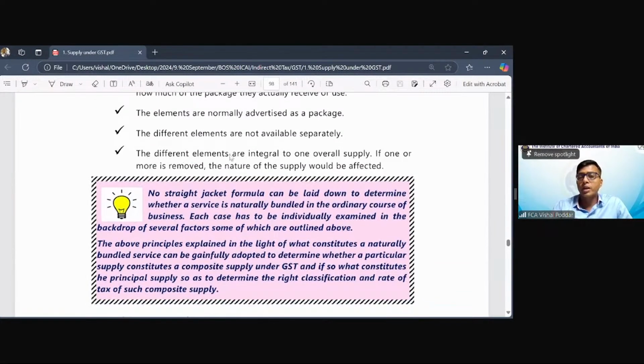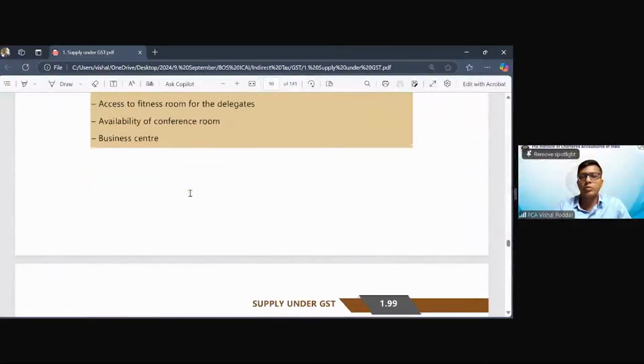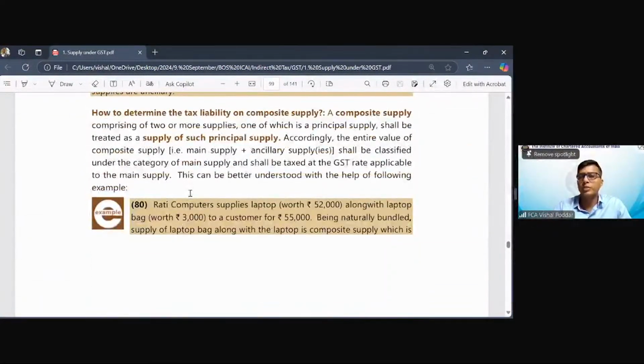Similarly, the different elements are integral to one overall supply. If one or more is removed, the nature of the supply would change. So your package is such that the elements complement each other and together make up your main supply. If you remove any one of them, the nature of the supply may change. These are just illustrative, and they have mentioned that there is no straitjacket formula. These are also not final, but they are some of the illustrative characteristics used to determine whether your transaction is a composite supply or not.